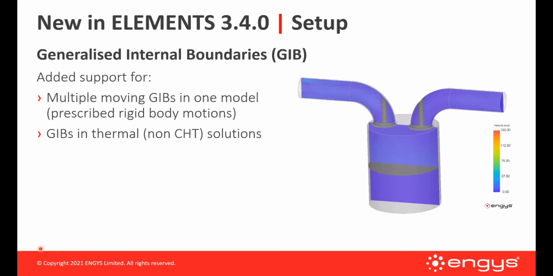So we have added support for multiple moving GIBs in one model, so we can prescribe rigid body motions and complex rigid body motions at different stages inside the same model, as we can see in this example of an internal combustion engine where we use 3 GIBs at the same time, one representing the intake valve, another one representing the exhaust valve, and another one representing the moving cylinder or the head of the cylinder going up and down. And in addition to this, we've also added support for thermal solutions in the context of GIB. So we can also solve for temperature while using generalized internal boundaries in our simulation.